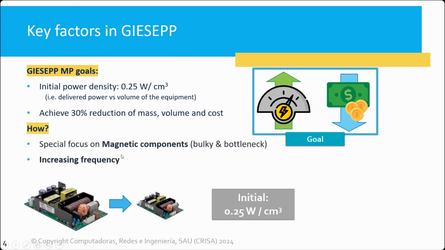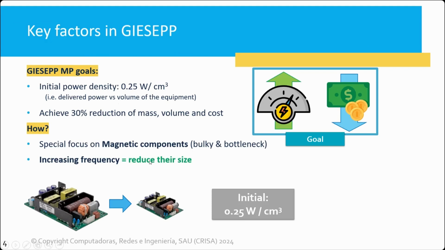So how can we do this? From the beginning, we realized that the magnetic components are really bulky, and they occupy most of the space of our converters. For example, in this picture at the bottom, you can see how bulky they are. And they represent a bottleneck in the optimization of our equipment. One of the things that we can do to reduce their size is increasing their frequency.